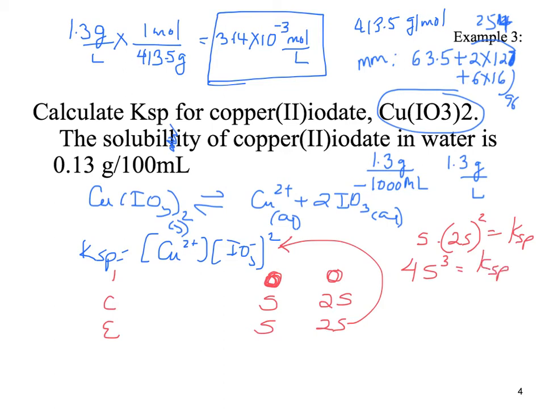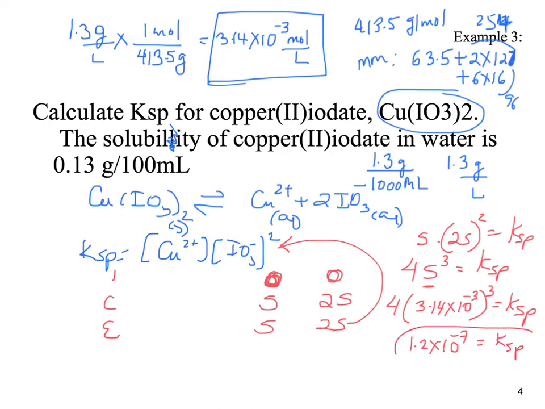And the molar solubility is given. So 4 times 3.14 times 10 to the negative 3, cube of that, is going to be your KSP. And let's solve that now. And that boils down to 1.2 times 10 to the negative 7 as your overall KSP.